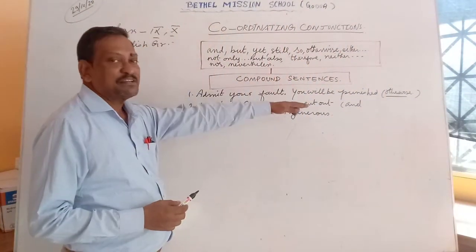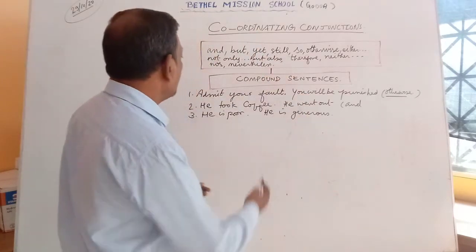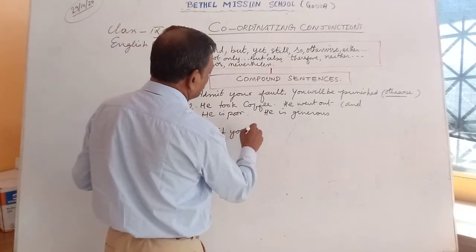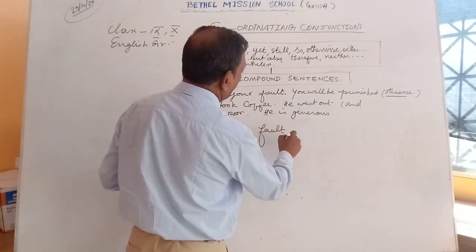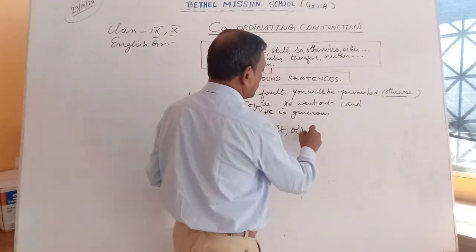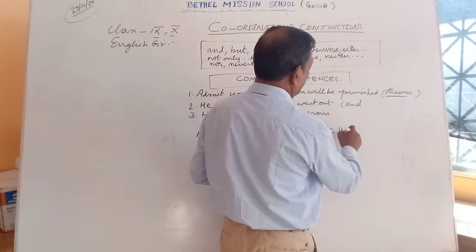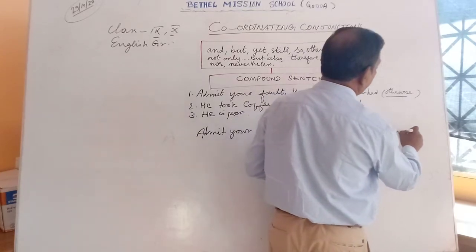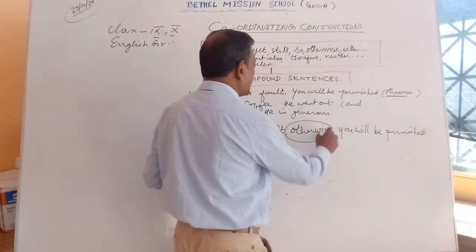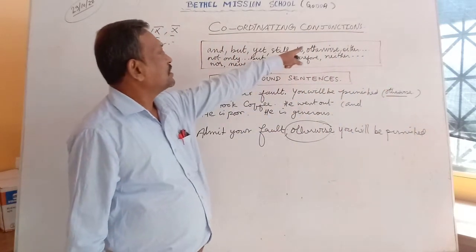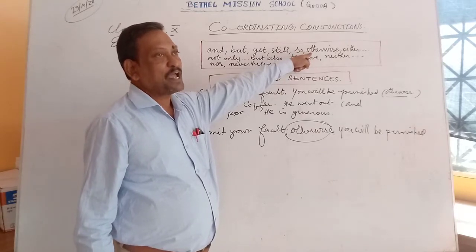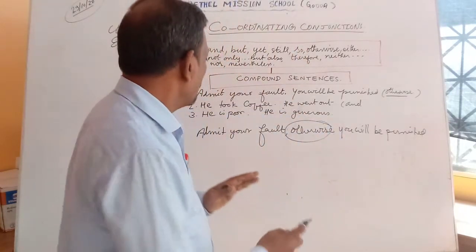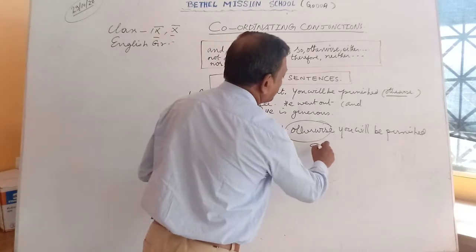If you put these two sentences into one, you get an answer like this. Admit your fault, otherwise you will be punished. Admit your fault or you will be punished. So I used a conjunction in between, and this conjunction, as you know, is a coordinating conjunction. When the coordinating conjunction comes in between, both the sentences are clubbed, made into one particular sentence. So now this is a compound sentence.